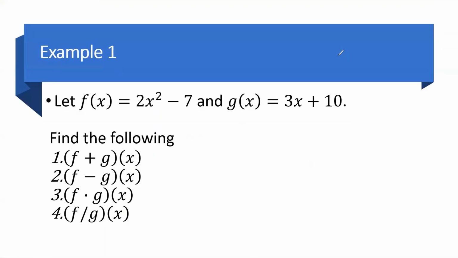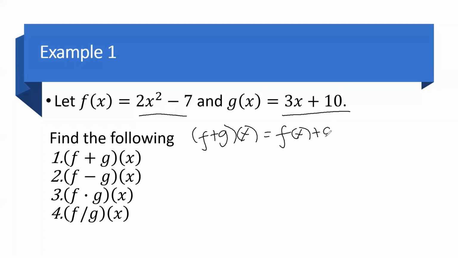So let's have this example number 1. Suppose f of x is equal to 2x squared minus 7 and g of x is equal to 3x plus 10, and find the following. So let's start with number 1. Number 1 is f plus g of x. So this is equal to f of x plus g of x. So we're going to add this f and g.